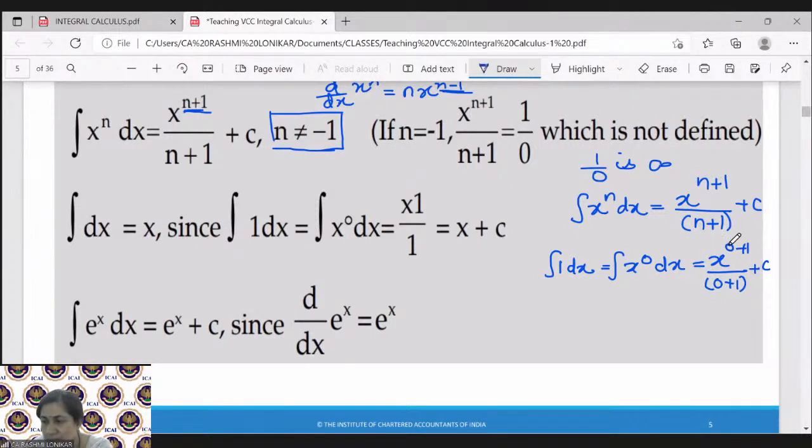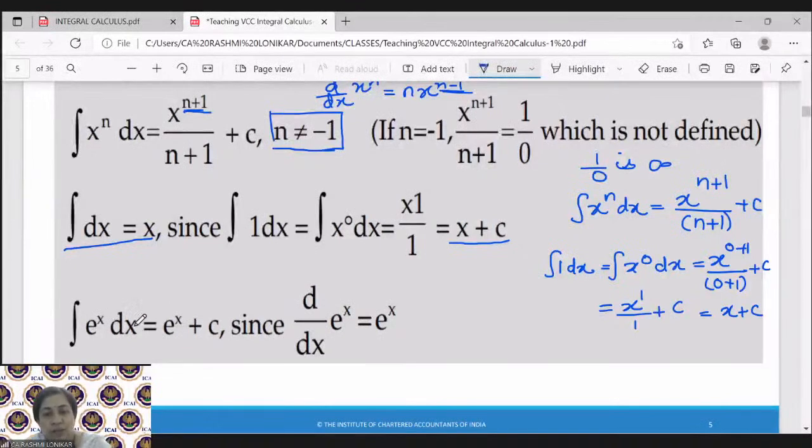So x raised to 0 plus 1 is x raised to 1. So it is x raised to 1 upon 0 plus 1 in the denominator is 1, plus c. I don't have to write the 1. So this is simply x plus c. So I have shown you the derivation also of the formula. Integration of 1 dx is equal to x plus c.